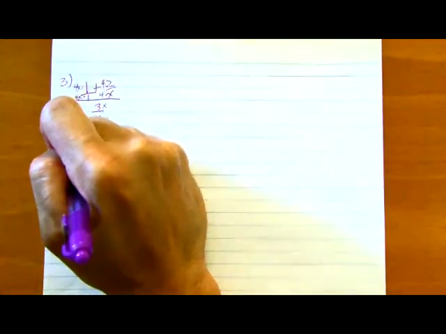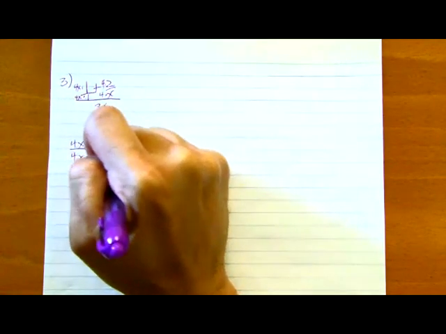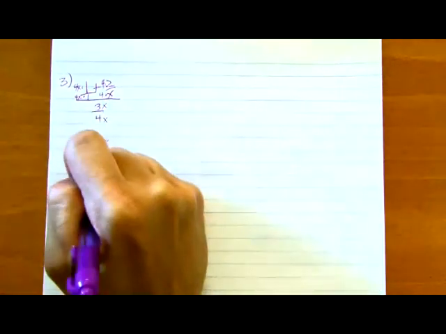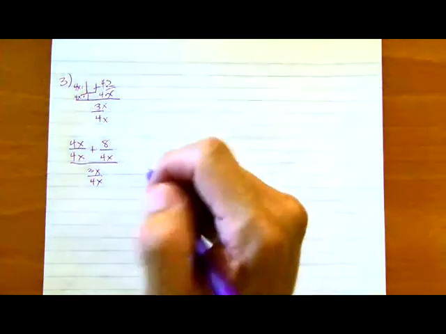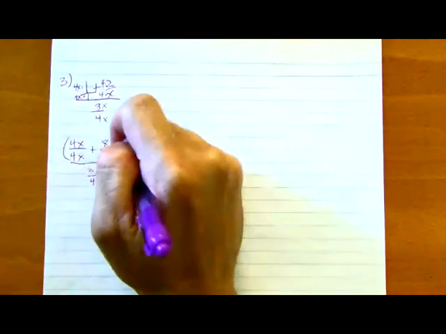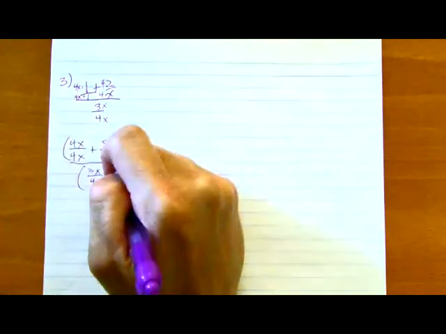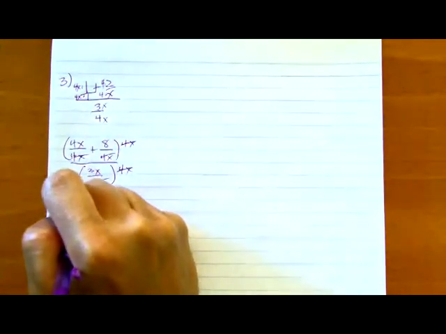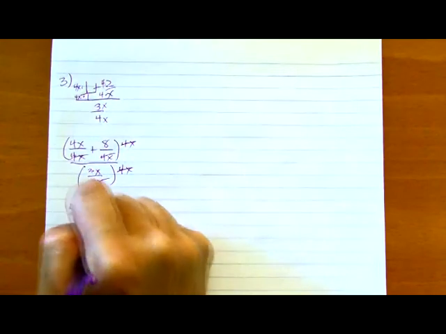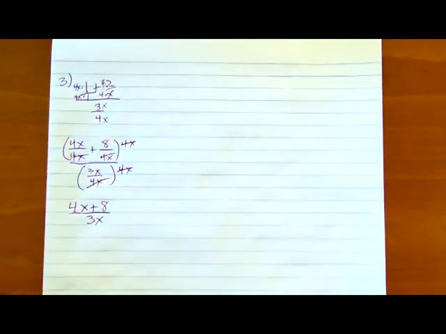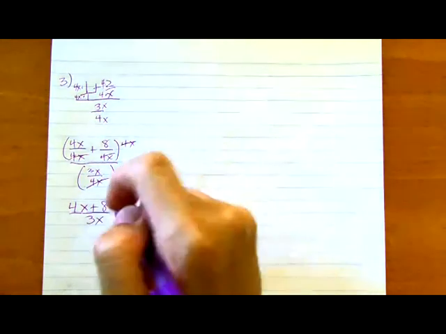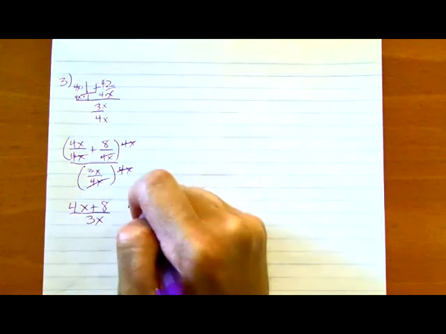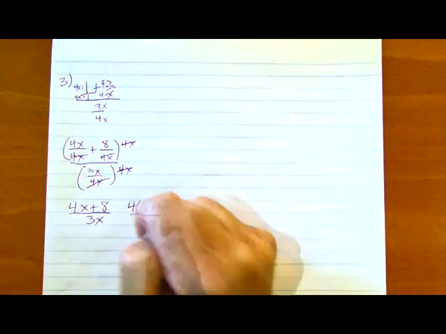Now we have 4x over 4x plus 8 over 4x, over 3x over 4x. Once the denominators match, we multiply by the common denominator to the top and bottom. That'll cancel out all the denominators. I have 4x plus 8 over 3x. All the fractions are gone. We can factor the top. That'll give us 4 parentheses x plus 2, over 3x.